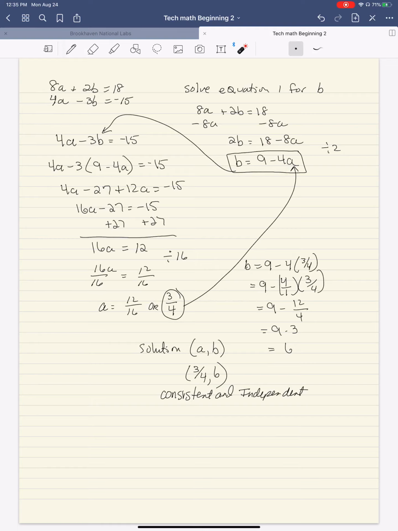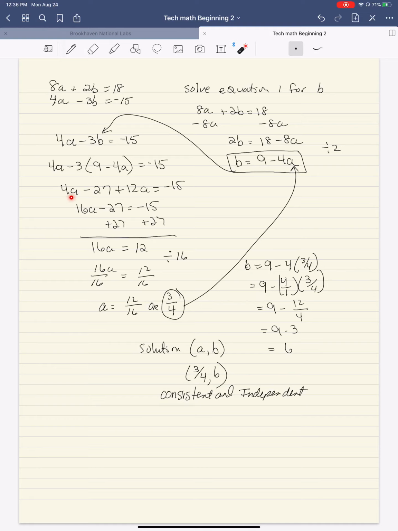So 18 divided by 2 is 9. 8 divided by 2 is 4. Now I'm going to take what I got for b and put it into the second equation. Remember, it's always the opposite equation for b. So 4a minus 3 parentheses, always put it in parentheses, 9 minus 4a equals minus 15. Distribute the negative 3, so I get 4a, negative 3 times 9 is negative 27, negative 3 times negative 4a is plus 12a, equals negative 15.